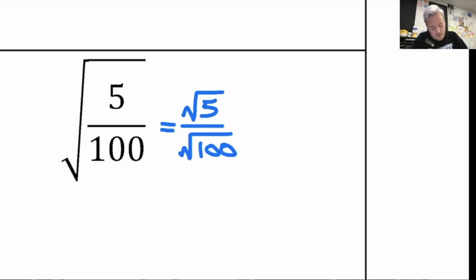Now, if I take the square root of 5, it's going to be a gross decimal. So I'm going to leave it as the square root of 5. But if you take the square root of 100, you get 10. And that's all you'd have to do.